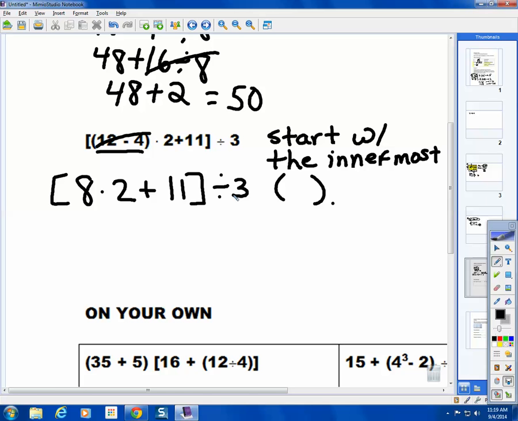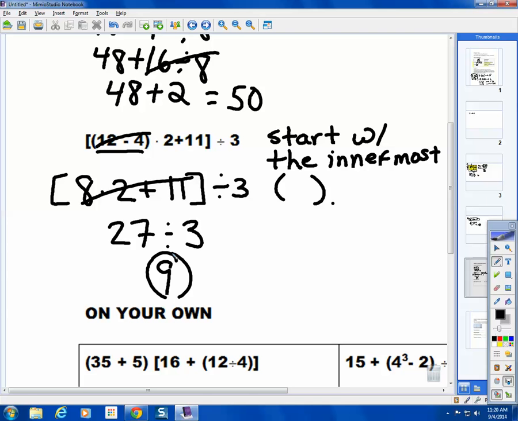Product of 8 and 2. 16 and 16 plus the 11 here. So this mess right here is really going to be 27 divided by what? Okay, and then how about that quotient? Where are you at? So evaluation-wise, we are at a 9. Okay? Good to go? Good so far? All right.